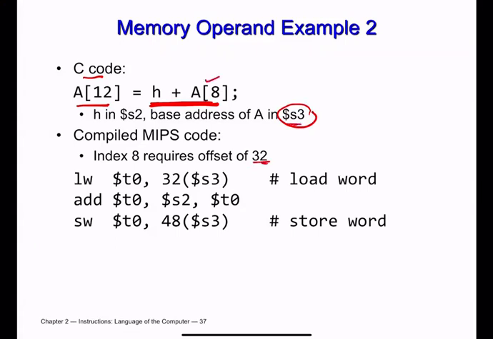Please load word the A[8] to a temporary register, let's say T0, and then I will add it to h. h is in S2, and then we'll put the results in a certain place, let's say in a temporary register T1, or I will override this T0, either or. But after I have this in the register, how can I save it in A[12]?